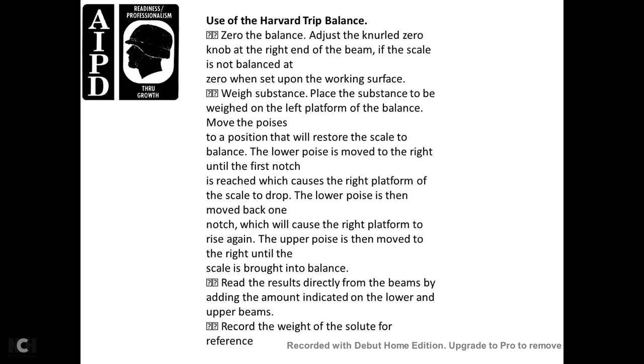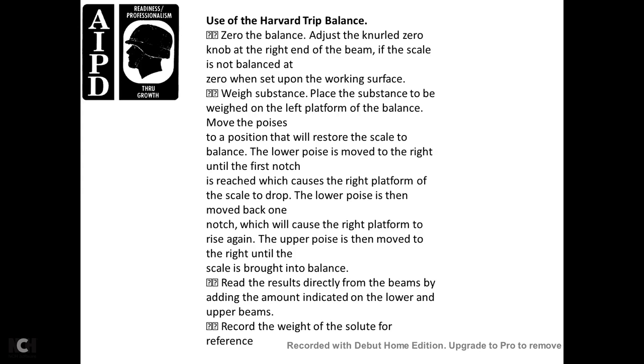Using the Harvard trip balance, zero the balance and adjust the knurled zero knob at the right end of the beam if the scale is not balanced at zero. Set up the working space where the substance will be weighed. Place the substance on the left platform of the balance. Move the poise to a position that will restore the scale to balance.